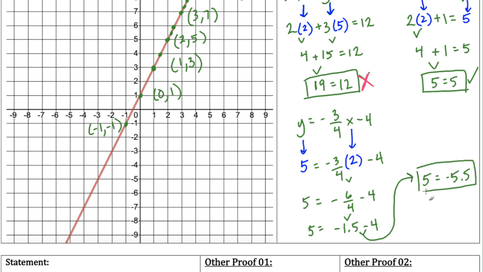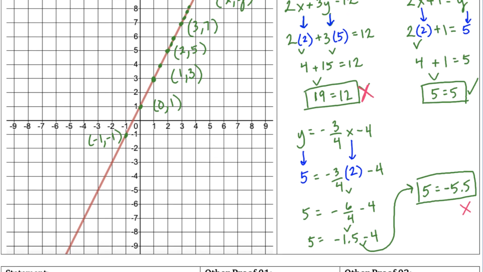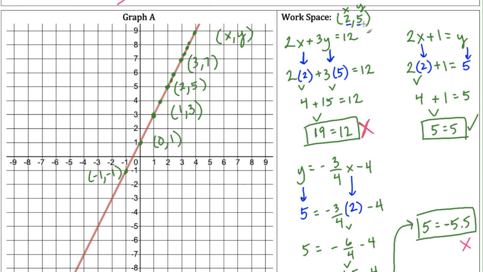This is incorrect. This (2, 5), if you can tell, (2, 5) was the solution for this one right here, but not this one and not this equation. So (2, 5) was a solution for this equation right here. It was not a solution for this equation, and it was not a solution for this equation. So let's see what else we have down here.